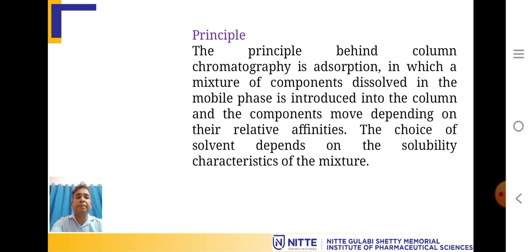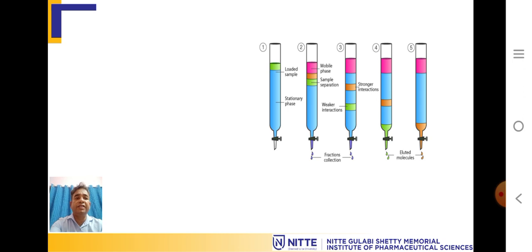So let us see the principle. The principle behind column chromatography is adsorption, in which the mixture of components dissolved in the mobile phase is introduced into the column, and the components move depending upon their relative affinities. The choice of solvent depends upon the solubility characteristics of the mixture. With this we can understand how the separation of compounds happens in column chromatography. Look at the picture, where I have shown the introduction of the sample and the stationary phase. The very first thing we have done is pack the column, and we will discuss the packing of the column at the end of this video.